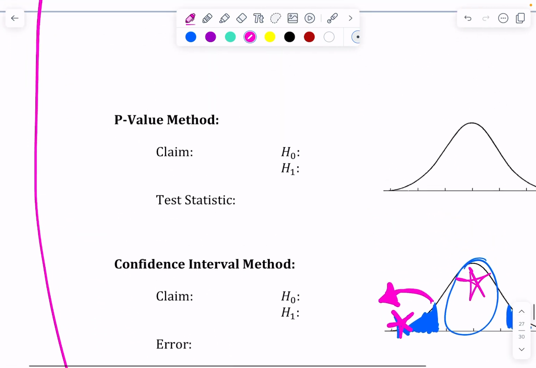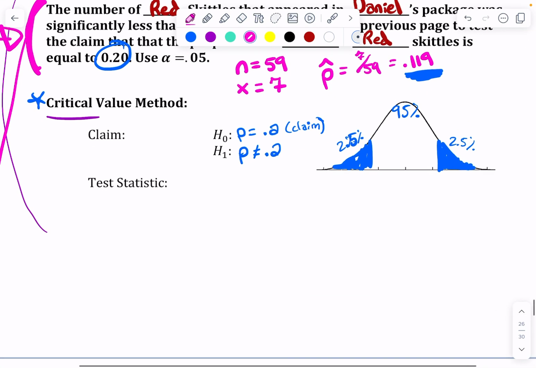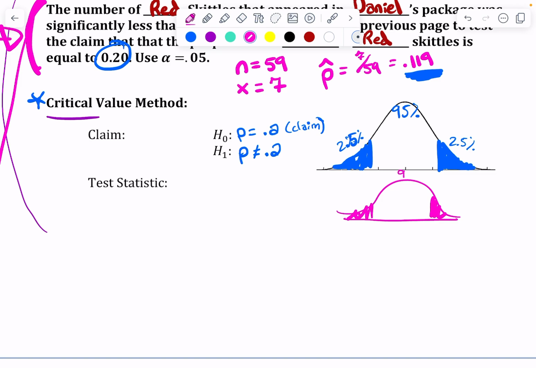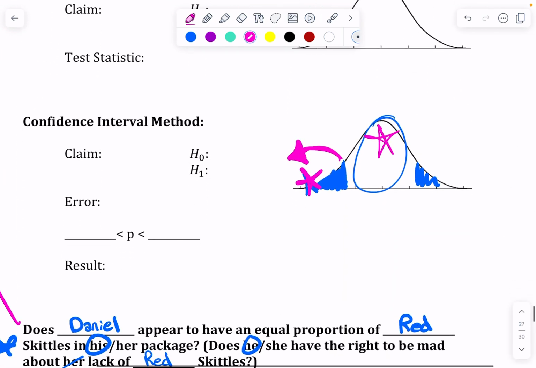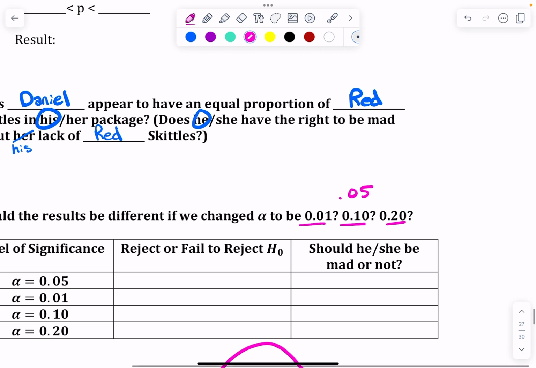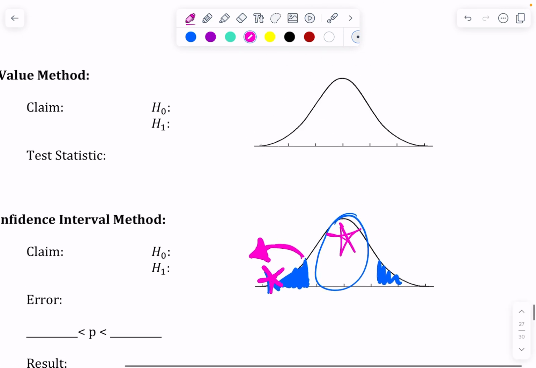just go to your critical value method, and instead of doing 95%, figure out what those critical values would be if you used 90%, or if you used 99%, or if you used, what was the last one? 80%? I don't remember. 0.01. Oh, it would be 98%, I think.